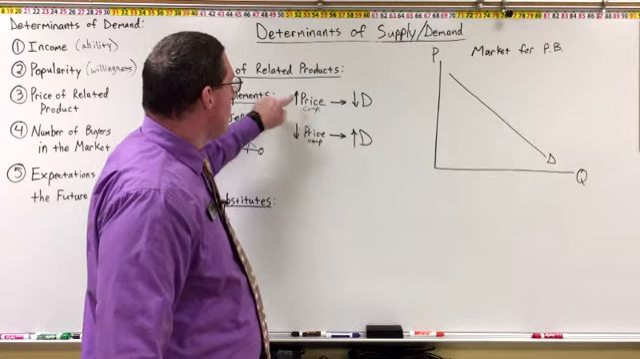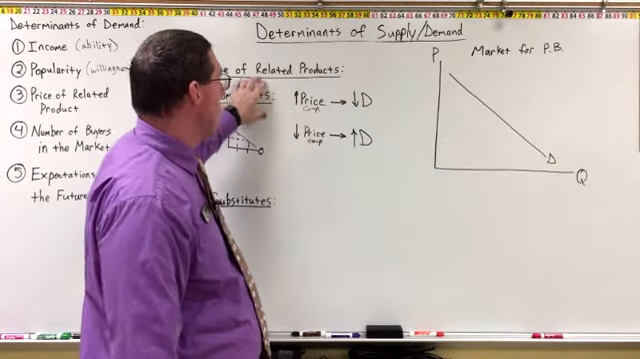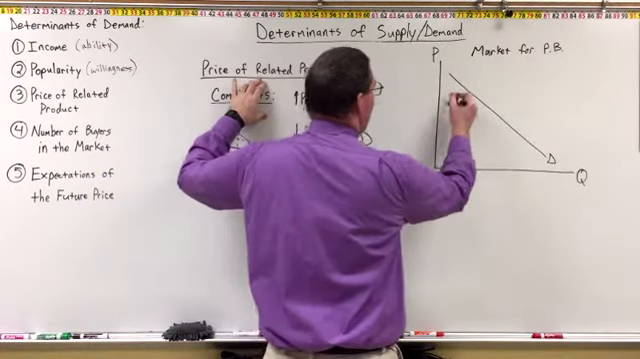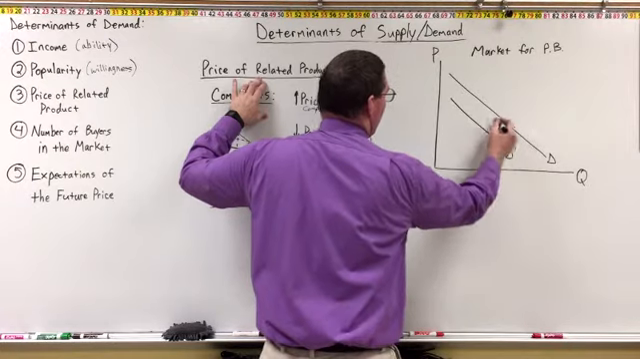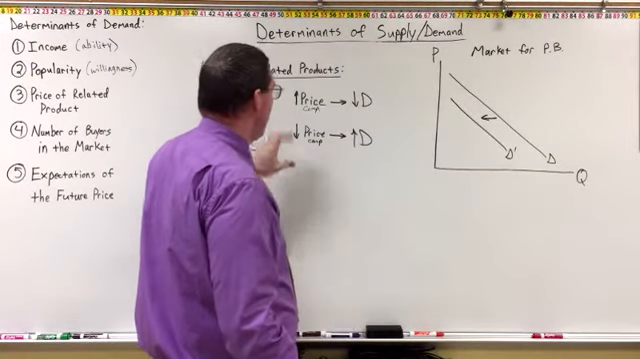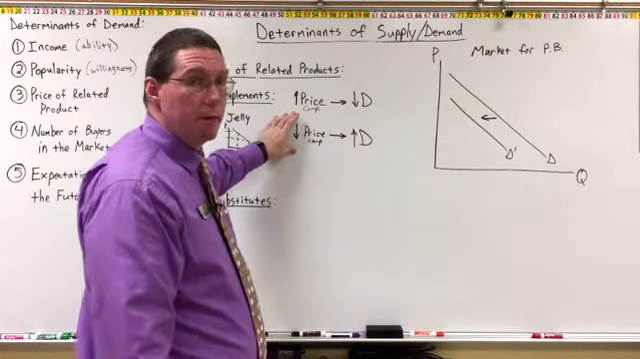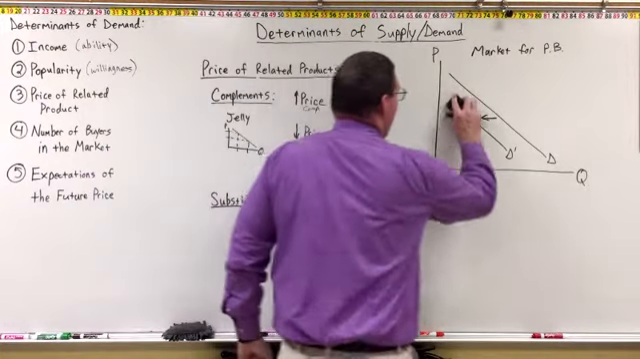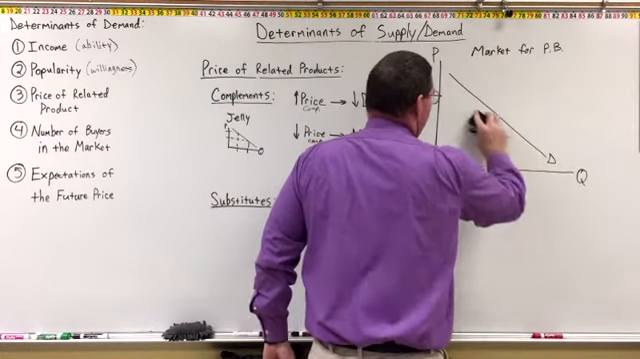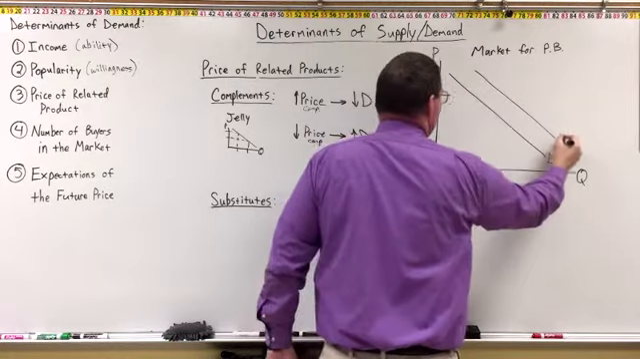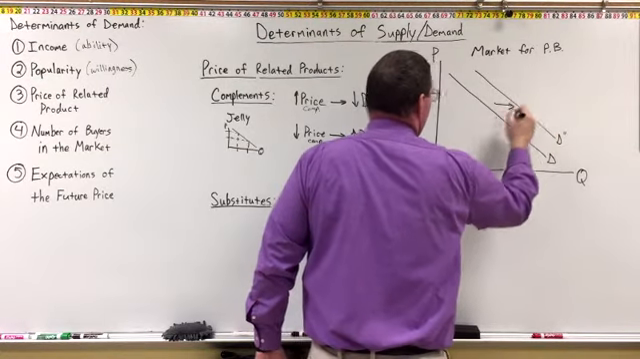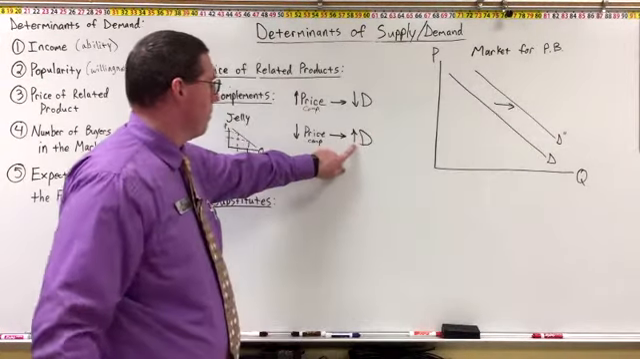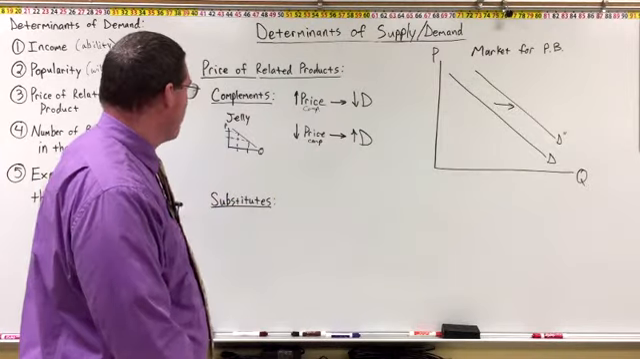So an increase in the price of a complement good is going to cause a leftward shift in the demand curve. But a decrease in the price of a complement good is going to cause a rightward shift of the demand curve because you're going to have an increase in demand. Okay? Now let's talk about substitutes.